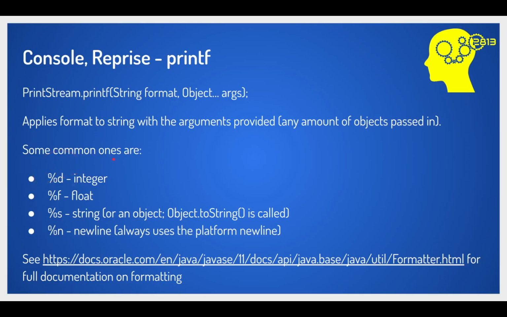If you've ever used C++, this is very similar to printf in C++. So some common ones are %d, which will place an integer, %f will place a float, %s, which is for string, and %n, which is for new line, which will use the correct new line for the platform.